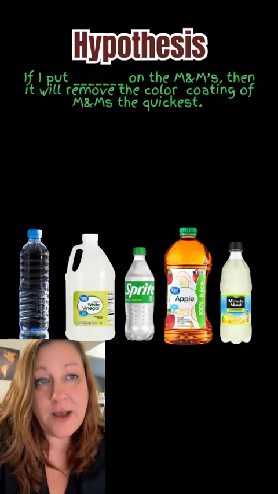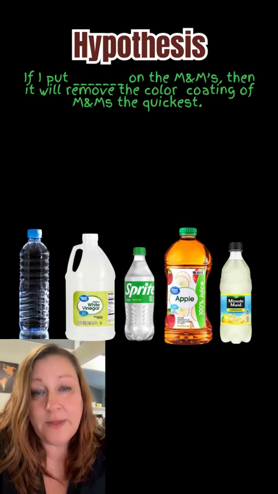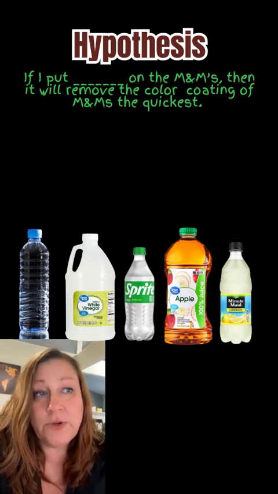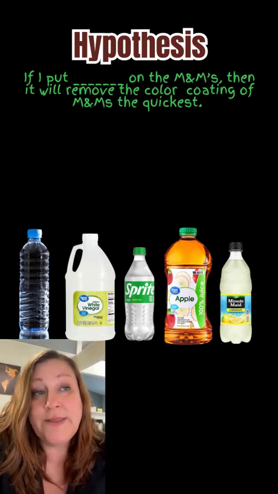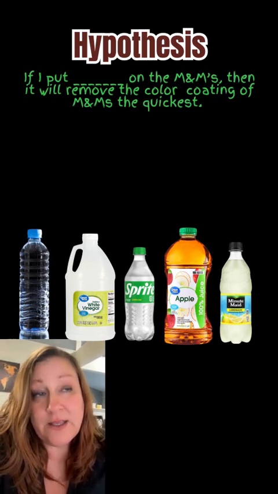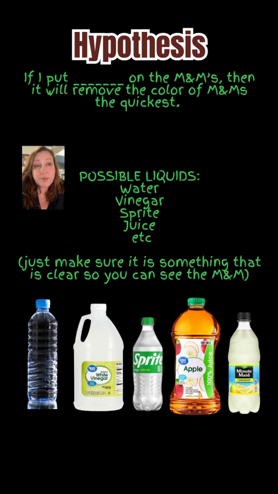Then you're going to make your hypothesis. So you'll say, if I put blank on the M&Ms, then it will remove the color coding of the M&Ms the quickest. So in that blank, you're going to put which liquid you think is going to remove the color coding the quickest. Some possible liquids could be water, vinegar, Sprite, juice, etc. Just make sure it's something that is clear or mostly clear so that you can see the color of the M&M.